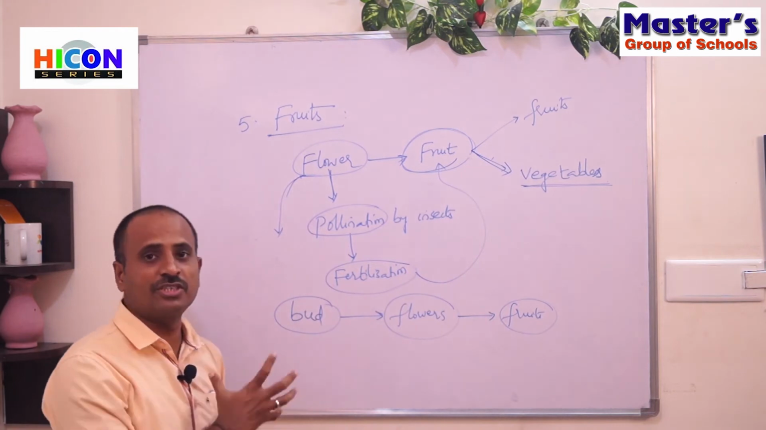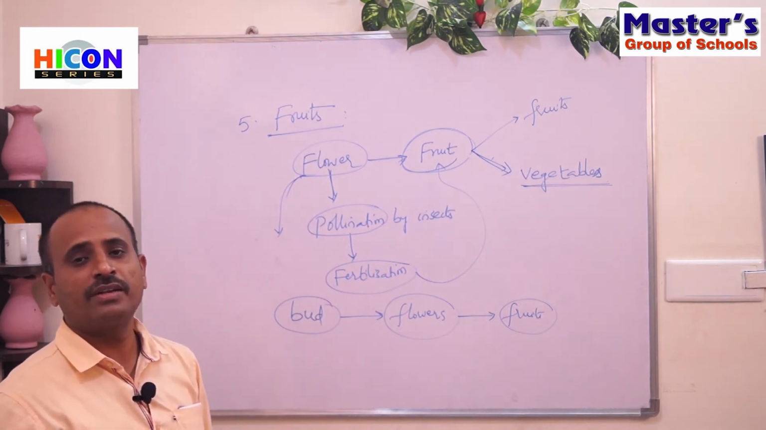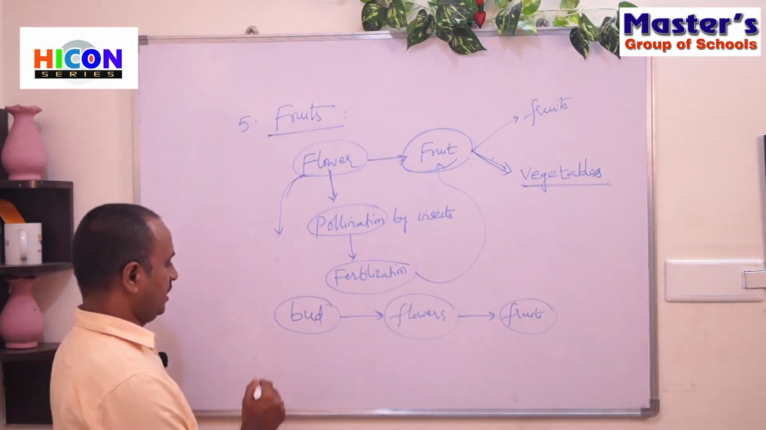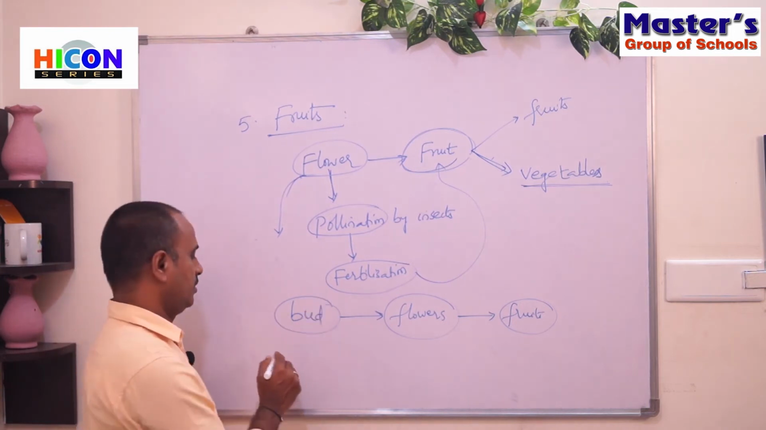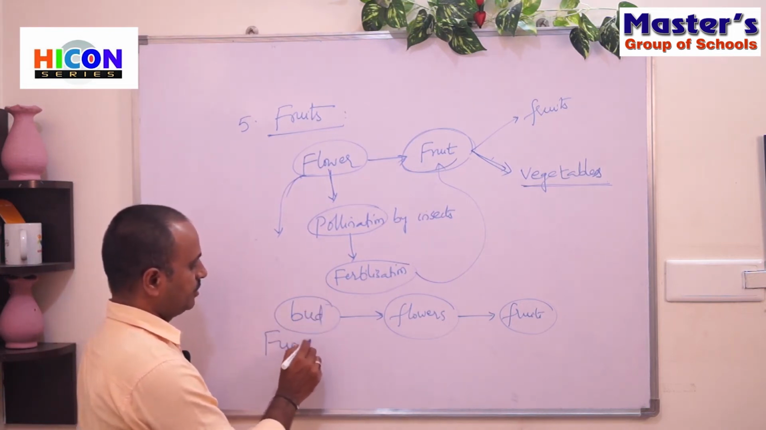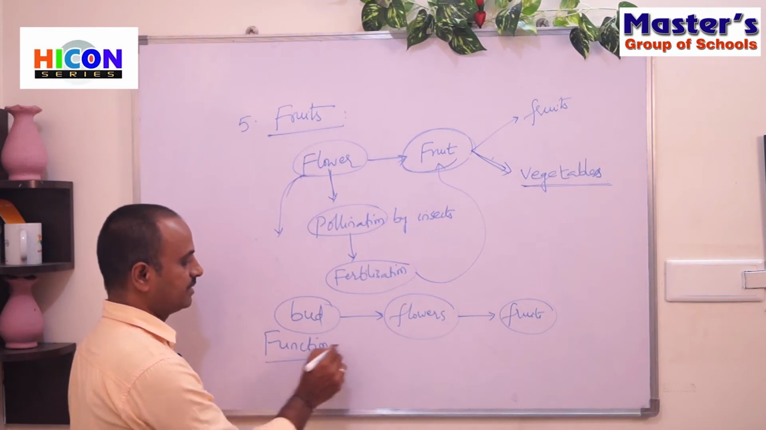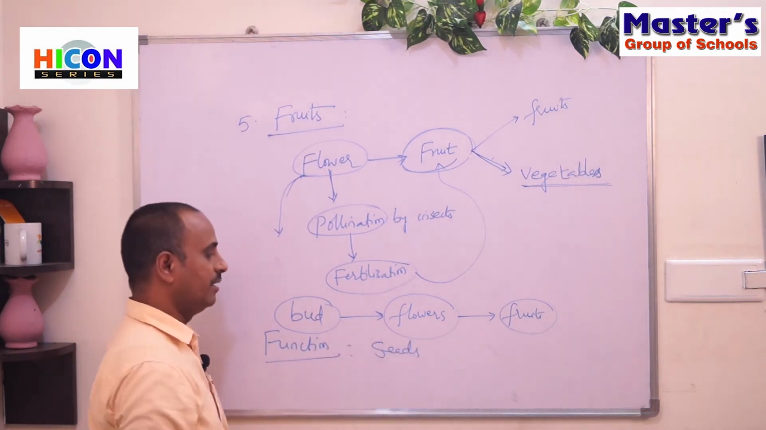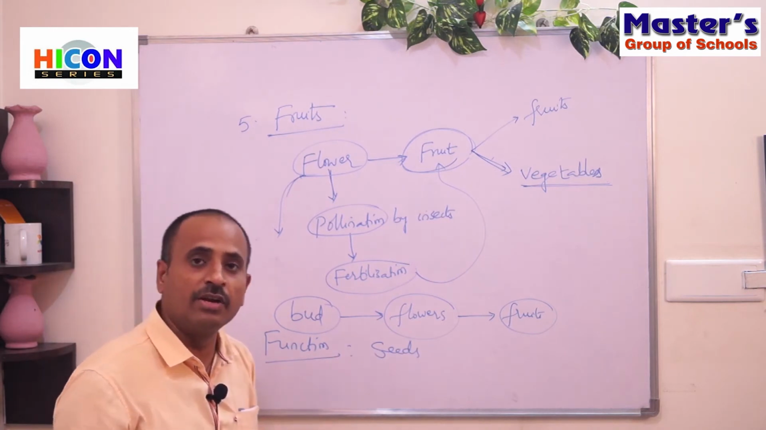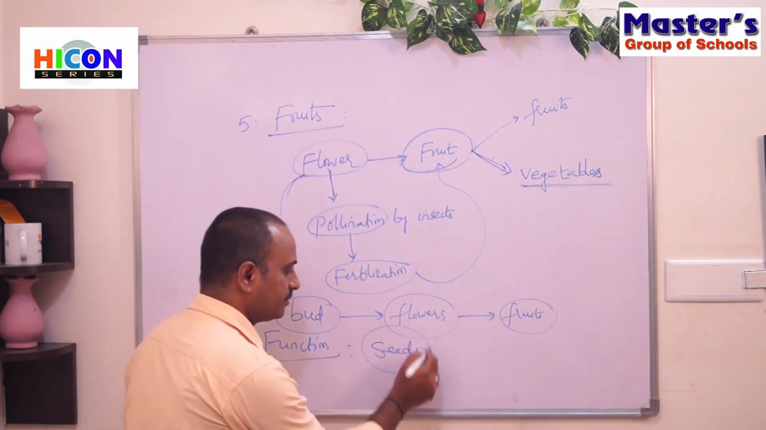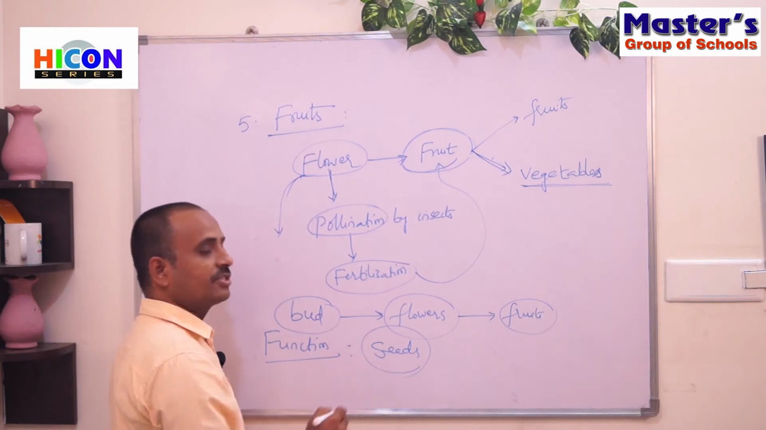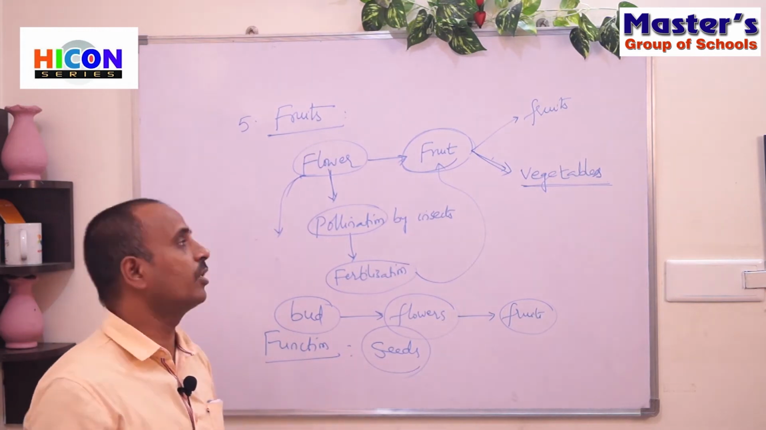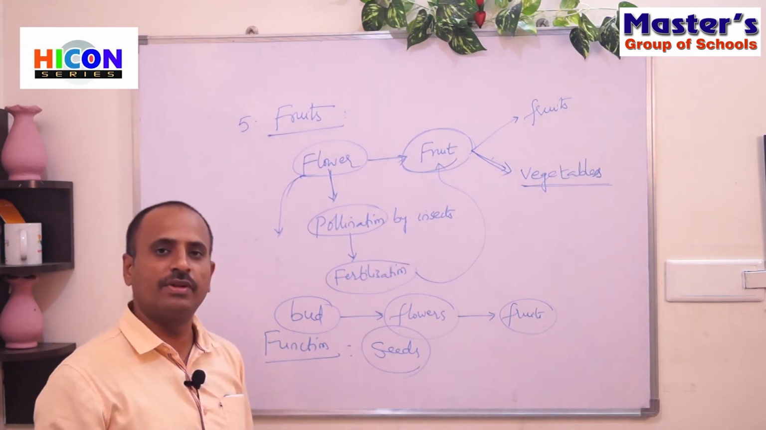And what are the functions of the fruits? There are some functions of the fruits. The first one is that fruits contain seeds. Every fruit contains seeds, and a new plant will grow from these seeds. So these seeds are very helpful in the reproduction of new plants from the given plant.